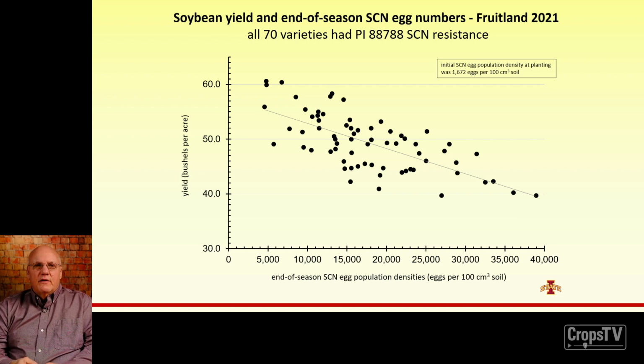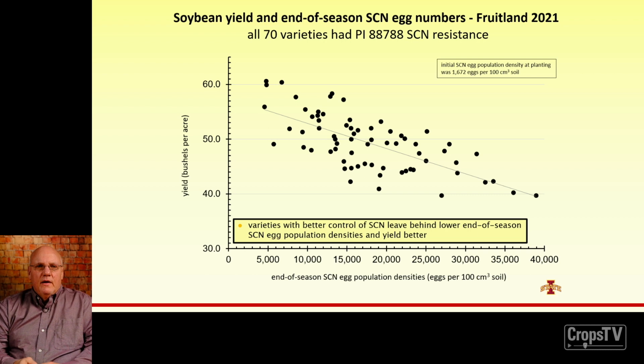So this illustrates that not all varieties with PI88788 SCN resistance control the nematode equally well, and that nematode control is fairly well correlated with the yield that is being produced by those soybean varieties. So varieties with better SCN control leave behind lower egg counts and yield better. And I mentioned earlier, those lower egg counts at the end of the season will pay dividends in terms of better soybean yields in future years when soybeans are grown in a particular field.